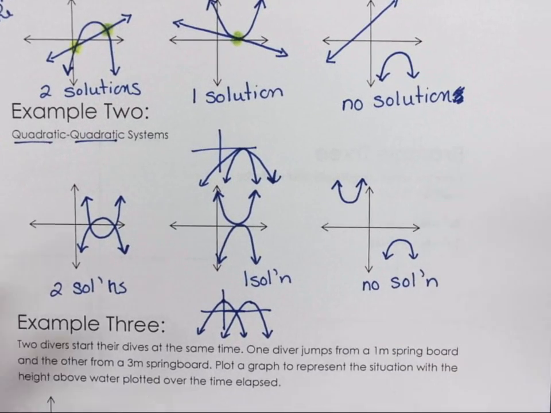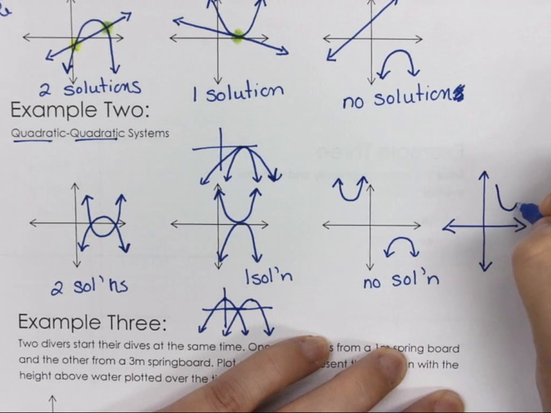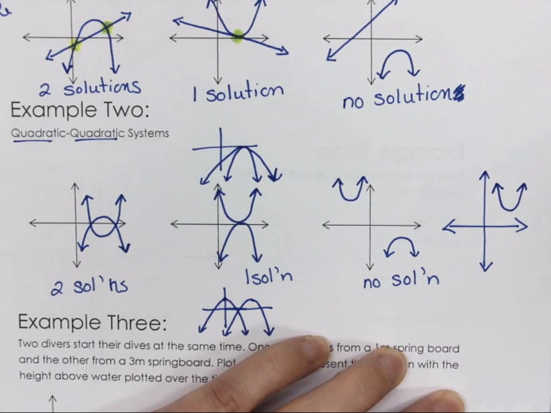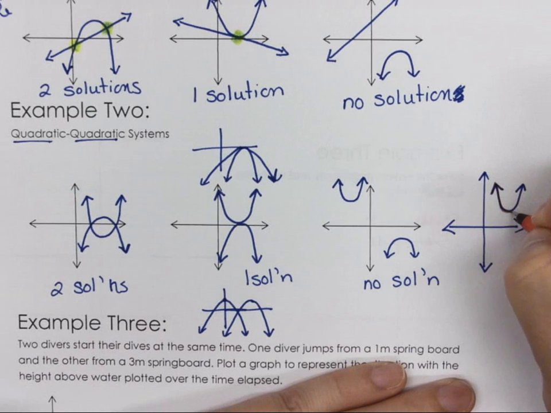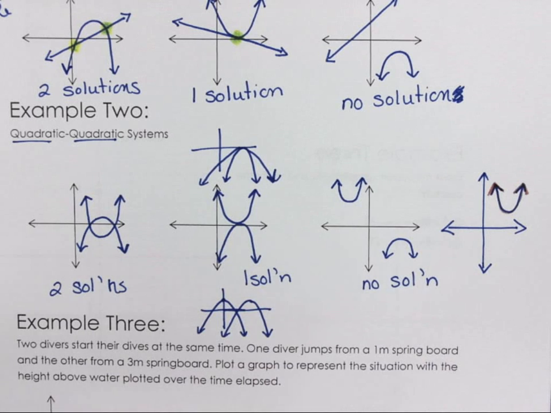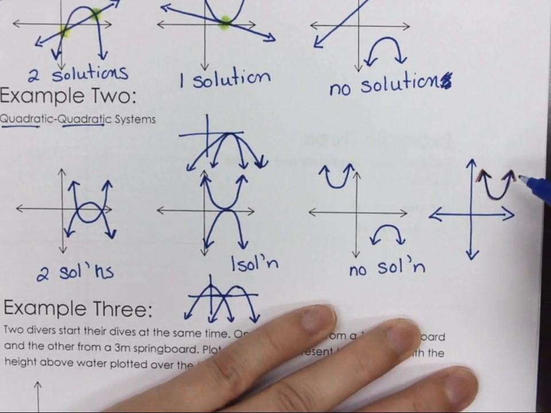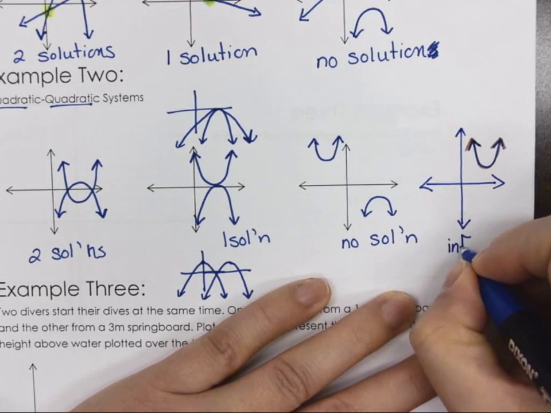And then the last one that we don't really talk about. So there's my axes. And if the graph lays right on top of it, so if both graphs are the exact same graph, how many solutions does this have? Infinite, because all the points match. So if they lay directly on top of each other, if you have two graphs that are the exact same graph, this has infinite solutions.